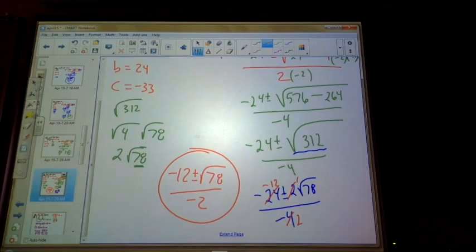Am I doing okay? I think after this, the next ones are just factoring.